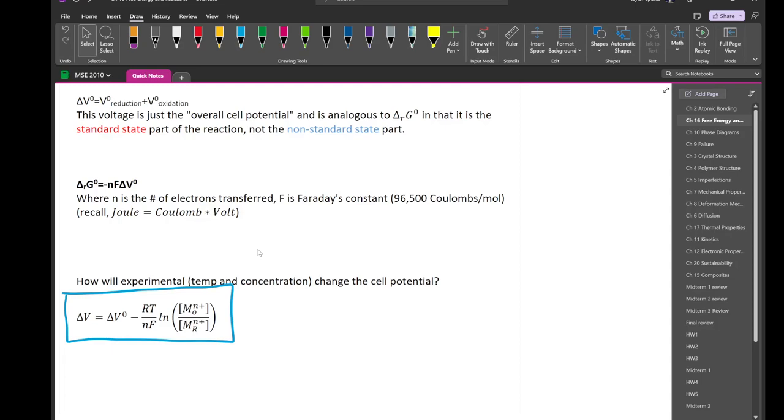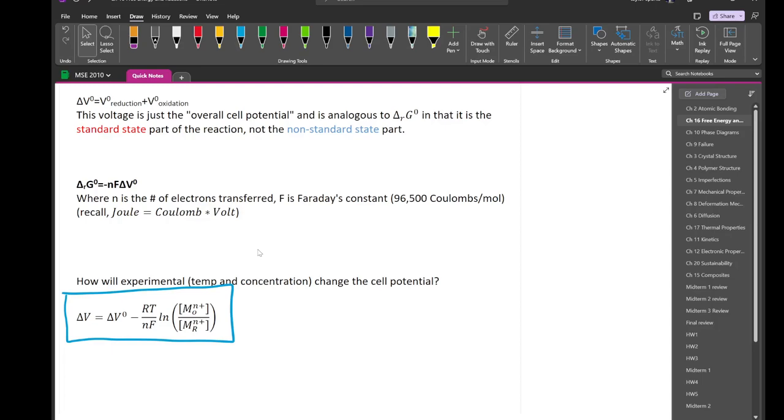Go ahead. So really, can you just rapid fire off what each of the values in that equation are that we should know? Yeah, in that equation. Delta V is the thing that your battery actually outputs, right? Delta V naught is the standard condition just from the coupling of which two elements are present, right? R is the gas constant, 8.314 joules per mole per Kelvin. T is whatever the temperature is. N is the number of electrons in the balanced redox reaction.